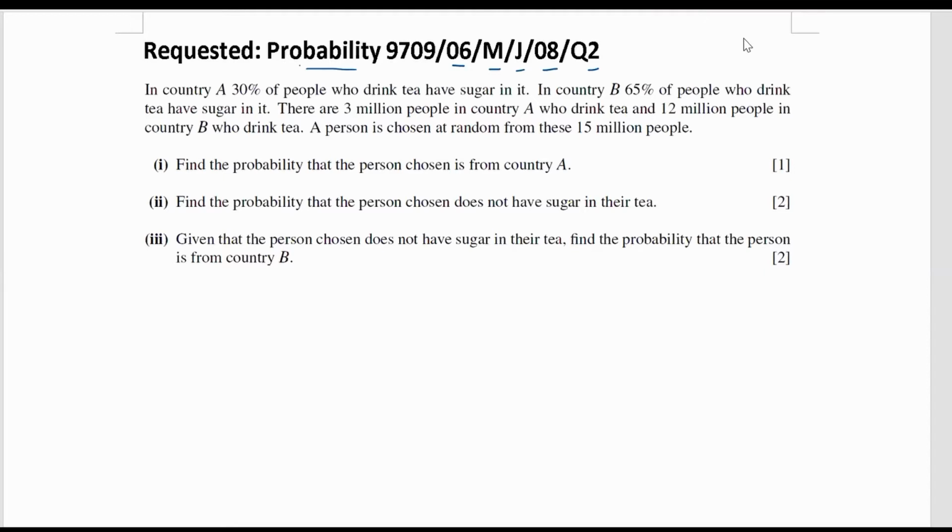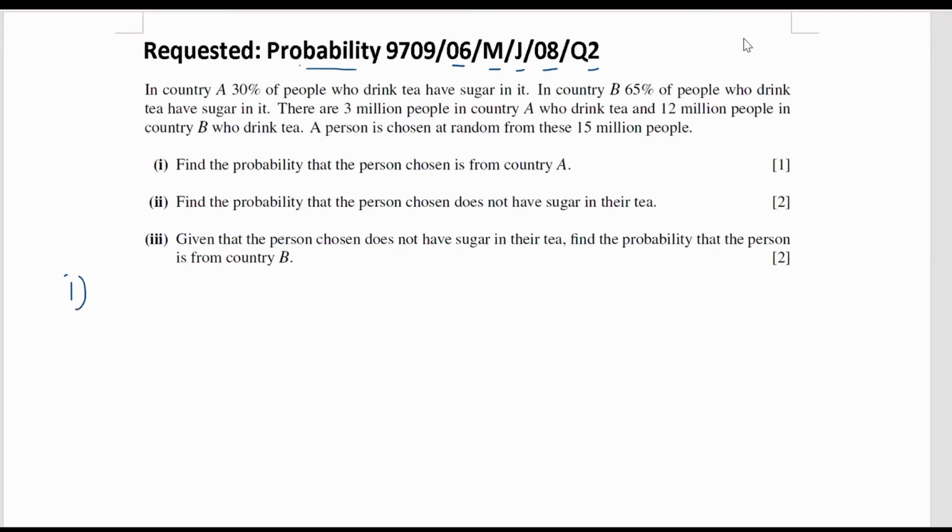In country A, 30% of people who drink tea have sugar in it. In country B, 65% of people who drink tea have sugar in it. There are 3 million people in country A who drink tea and 12 million people in country B who drink tea. A person is chosen at random from these 15 million people. Part 1. Find the probability that the person chosen is from country A.